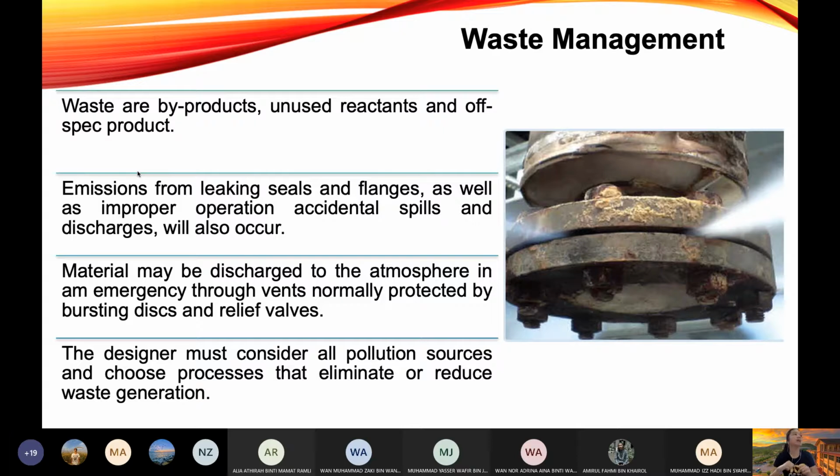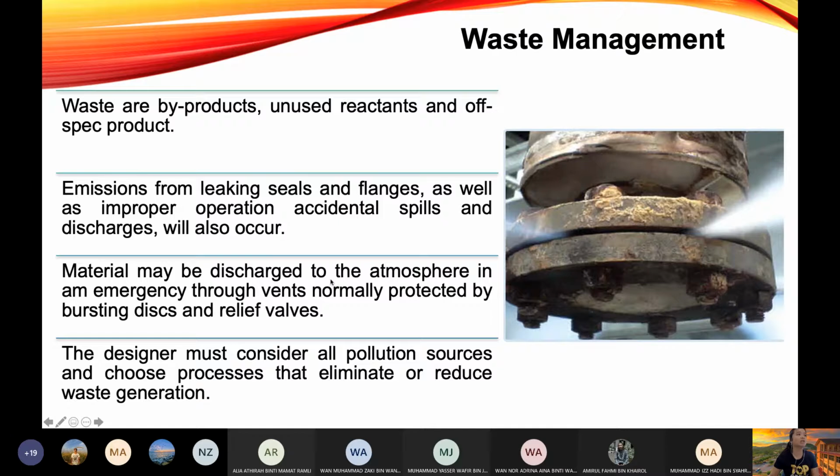As well as waste from the plant, you might also have emissions from leaking seals and flanges, as well as improper operation, and accidental spills and discharge will also occur. Equipment will normally have these seals, but these seals or connectors will sometimes leak. When they leak, especially in gas phase and at high pressure, you might have all these emissions.